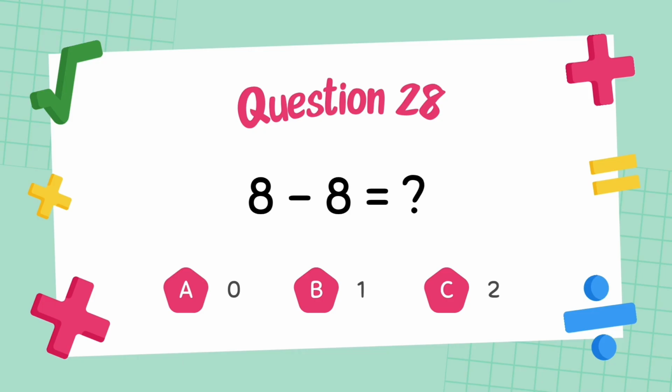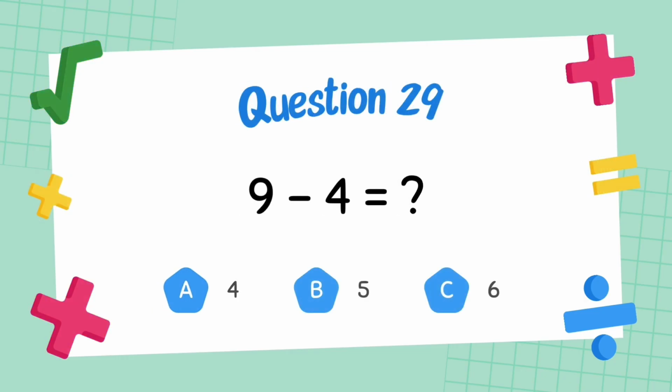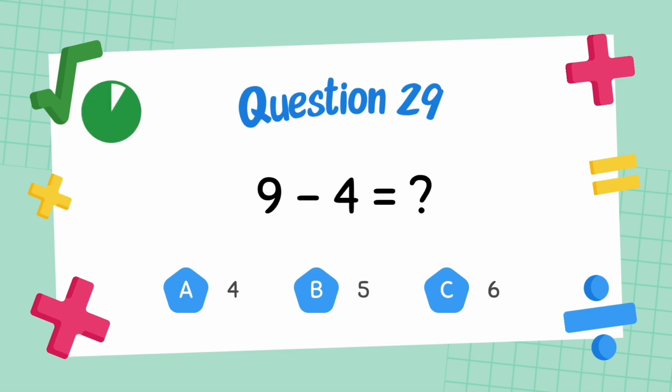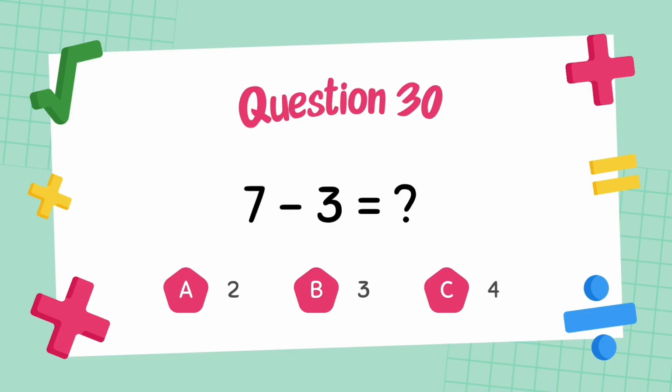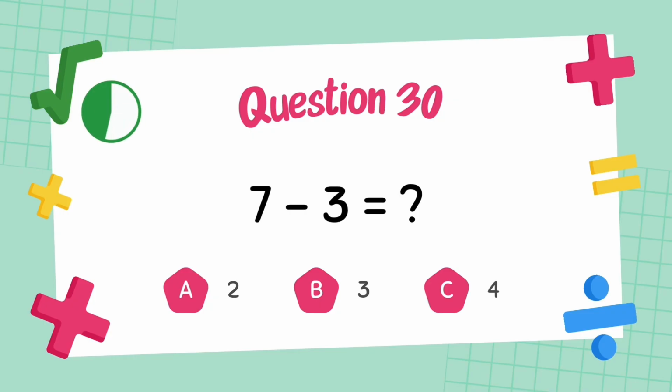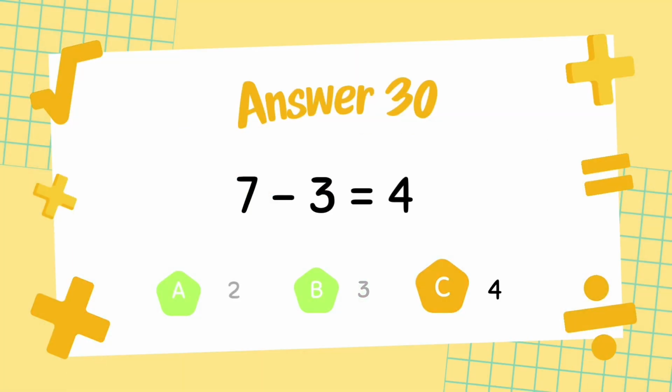What is 8 minus 8? The answer is 0. What is 9 minus 4? The answer is 5. What is 7 minus 3? The answer is 4.